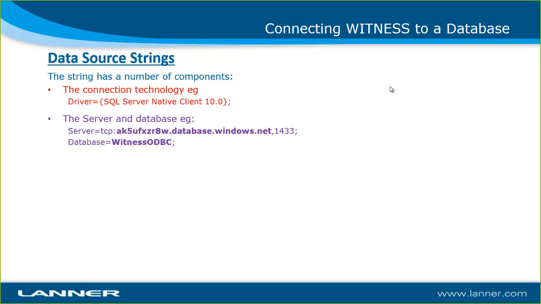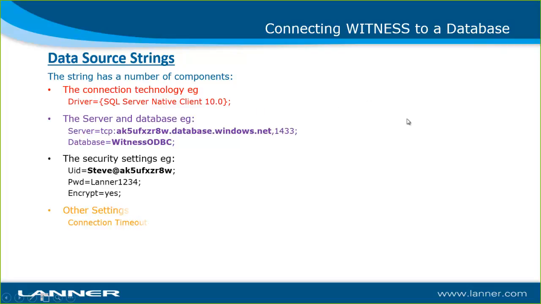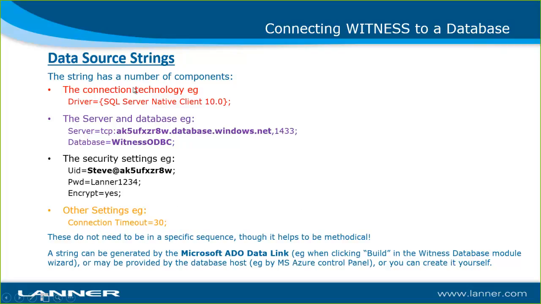But a data source string typically has 4 components. We have a connection technology. We have the server and database, as I saw in the example. It was an Access database. This is actually listed from accessing a Microsoft Azure database on the cloud. Because it's a cloud-based technology, there's more password information that's required, and occasionally there are 1 or 2 other parameters of this sort. These sections don't need to be in a particular sequence, but it does help to be methodical.